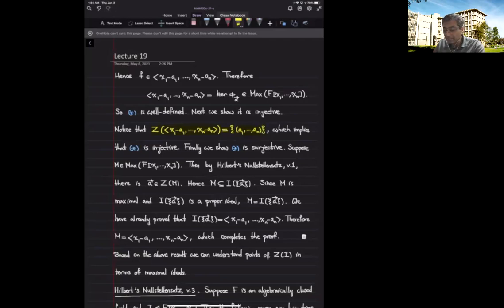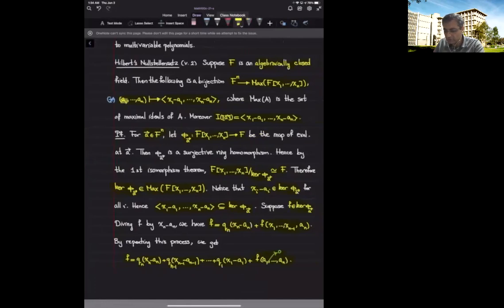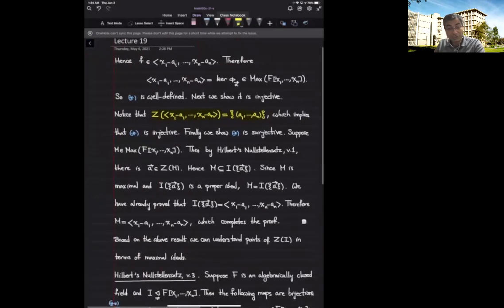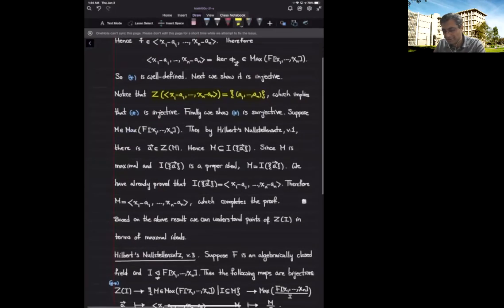In particular, if I tell you that two of these ideals are equal, you can deduce that these a sub i's are giving me the same vector. So that shows that this function that we are given is injective. So injectivity and well-definedness were not that hard. What is crucial is why it is surjective. This is often the case in mathematics. Proving a function is surjective is much harder.